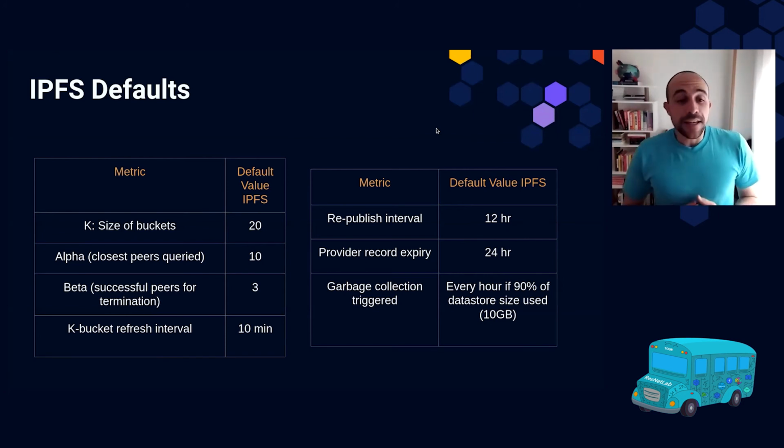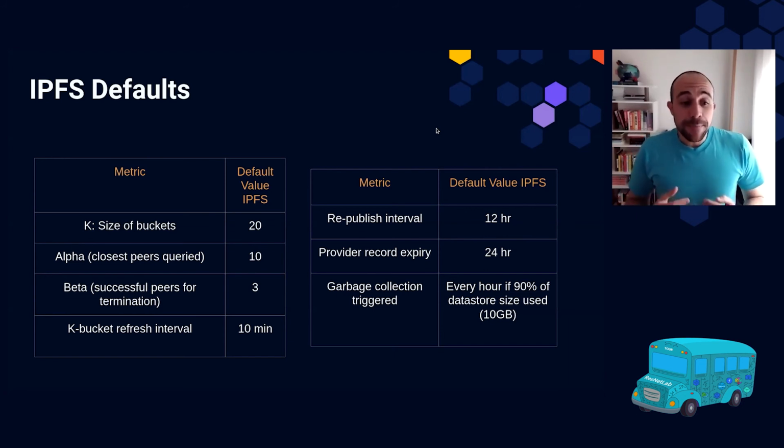And the beta is the number of successful requests that we wait for until we terminate the walk. So we may start a walk, send parallel requests, and if 3 of these parallel requests are successful, we terminate the walk as being successful. And this beta number is 3.